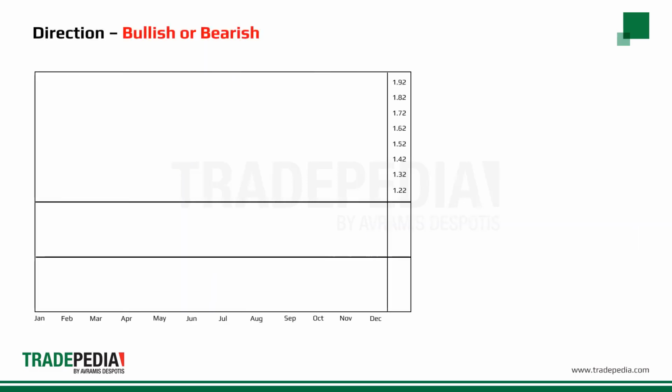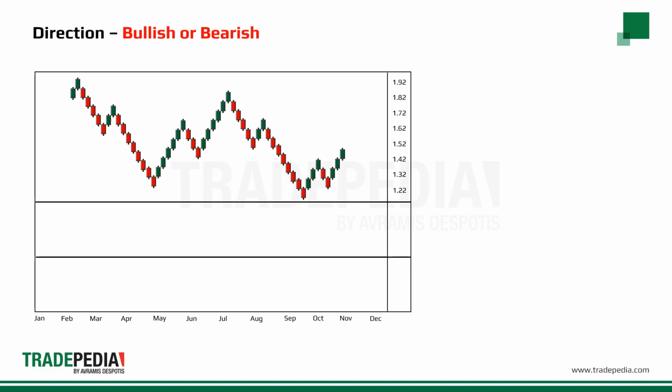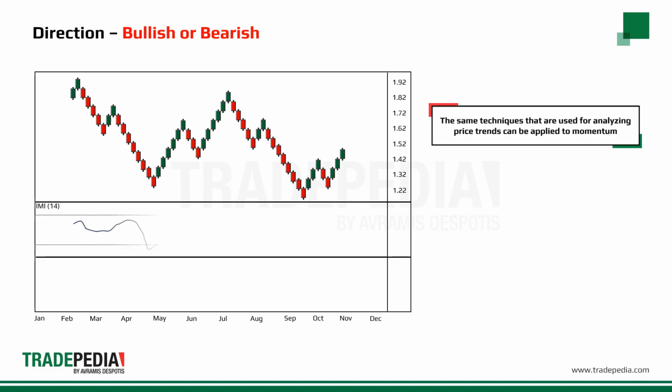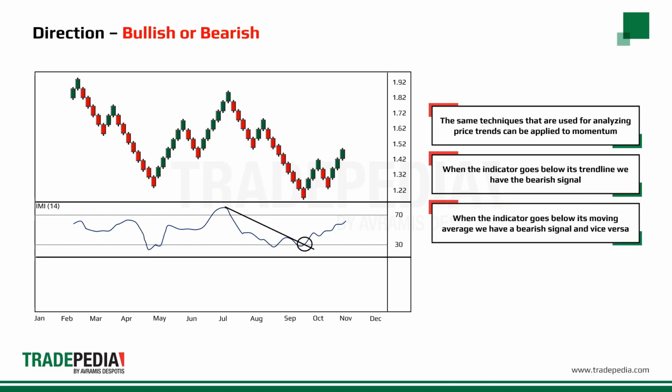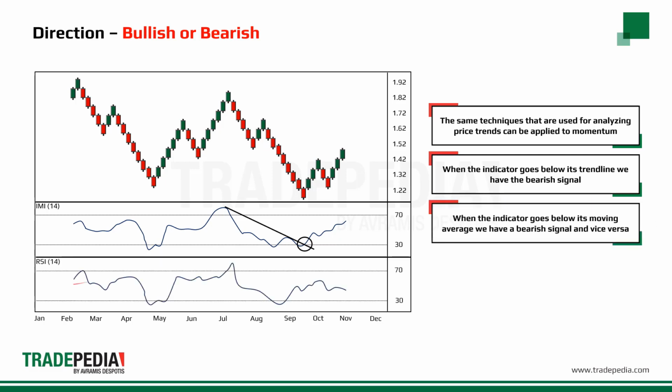Let's look at the direction of the oscillator. Similar to prices, momentum moves in trends. The same techniques that are used for analyzing price trends can be applied to momentum. When the indicator goes below its trend line, we have a bearish signal. When the indicator goes above its trend line, we have a bullish signal. When the indicator goes below its moving average, we have a bearish signal. When the indicator goes above its moving average, we have a bullish signal.